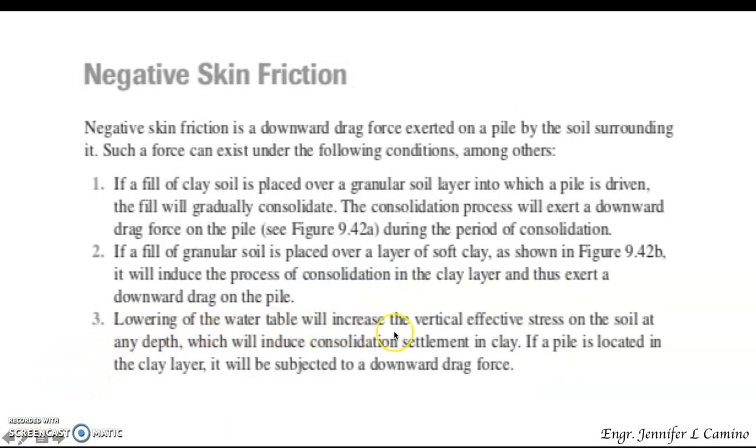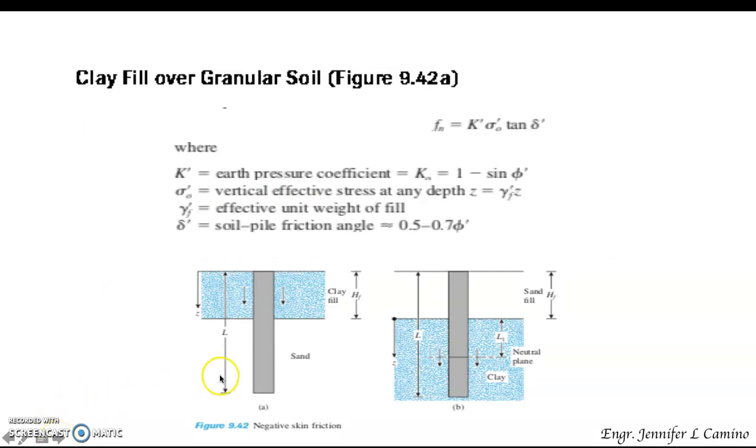Lowering the water table will increase the vertical effective stress on the soil at any depth, which will induce consolidation settlement in clay. If a pile is located in the clay layer, it will be subjected to a downward drag force. So, of course, our F sub n is equal to this equation.